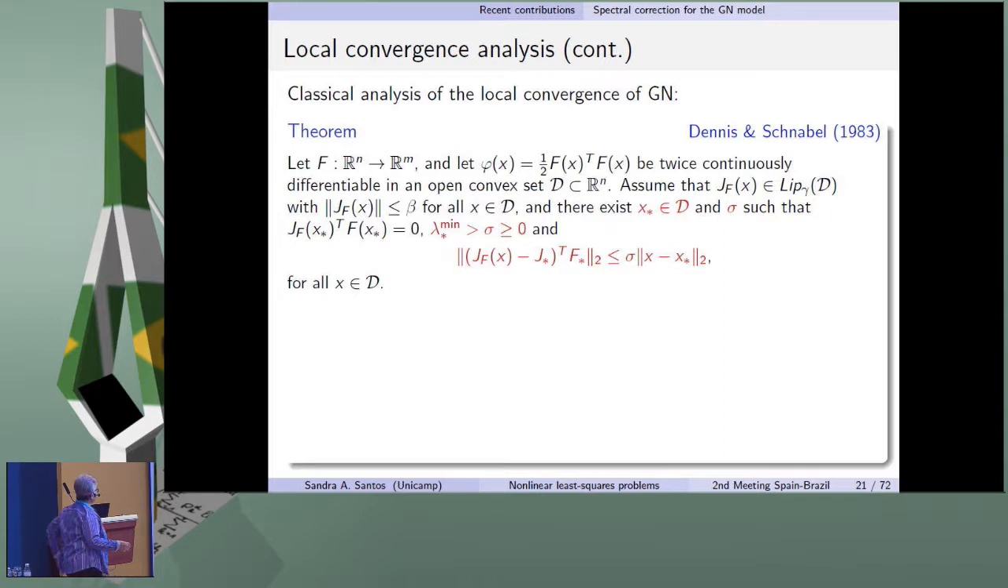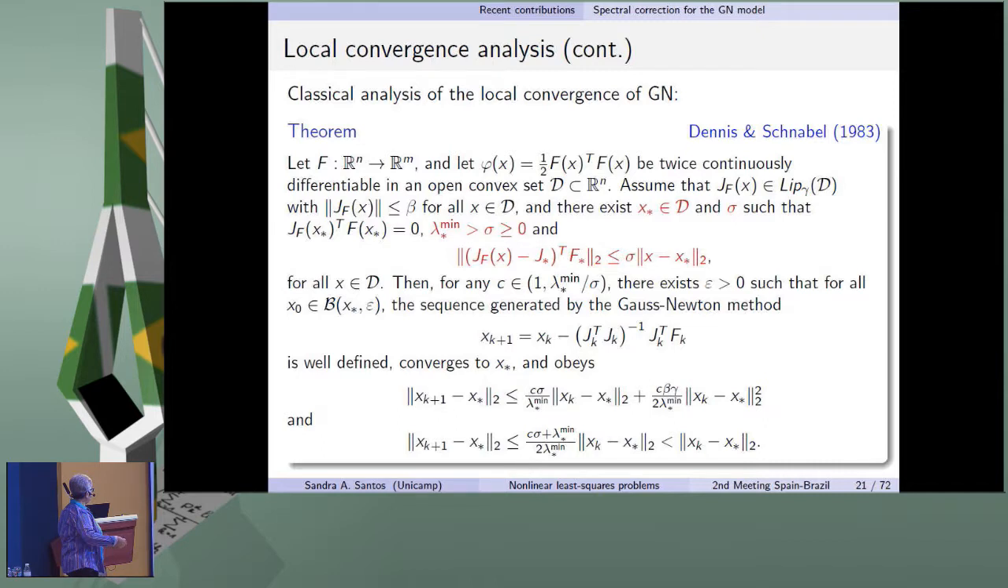And we assume that we have a stationary point, x star, for which this relation holds. Notice that this scalar sigma must be bounded by the smallest eigenvalue of J star transpose J star, and this relation should hold as well. Having all these hypotheses, then we have a neighborhood in which, if we start the Gauss-Newton method, it is well defined, converges to x star, and obeys this relationship here.